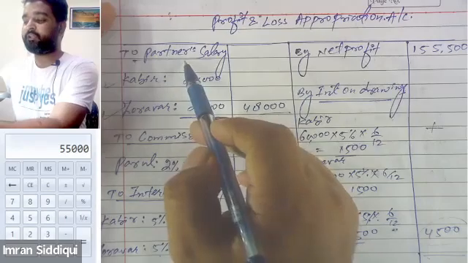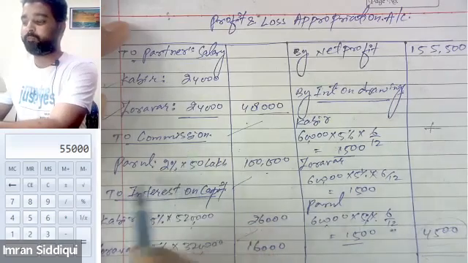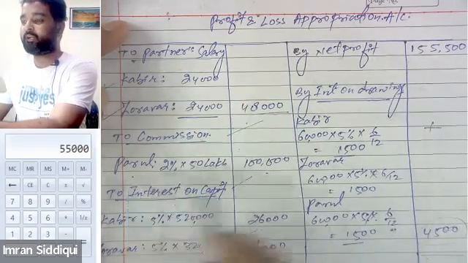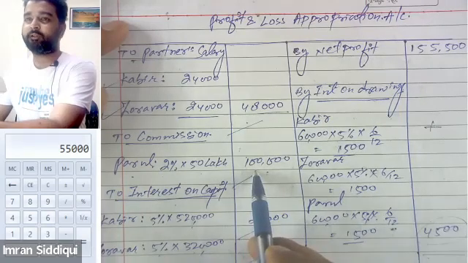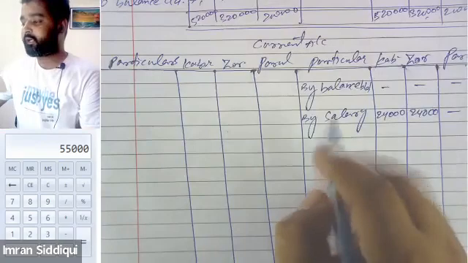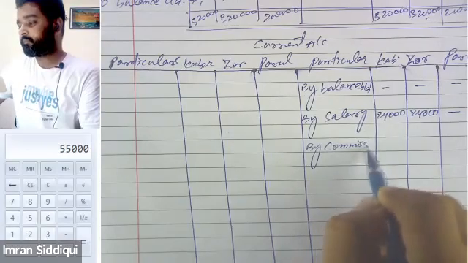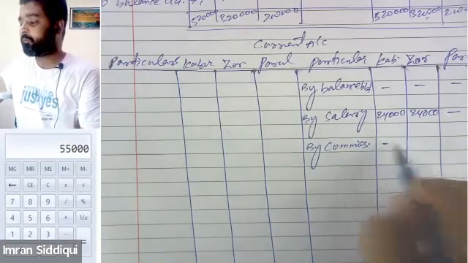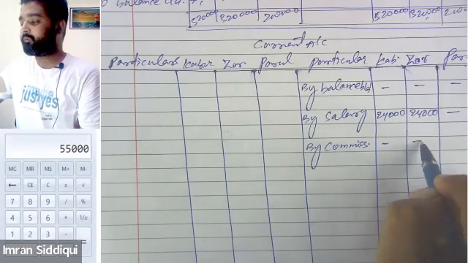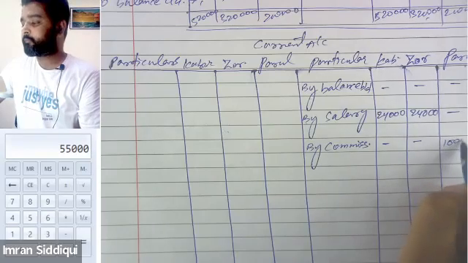Then again we come back to the P&L appropriation. The next item apart from the partner salary, moving downward, is commission, and commission is to be paid to Parul only. So Parul will be getting a commission of how much? 1 lakh. So we will come back to the current account and write down by commission. Parul will be getting commission only, so no amount will be written in the column of Kabir or Zoravar. Only Parul will get a commission of 1 lakh. Is this clear, all of you? Yes.